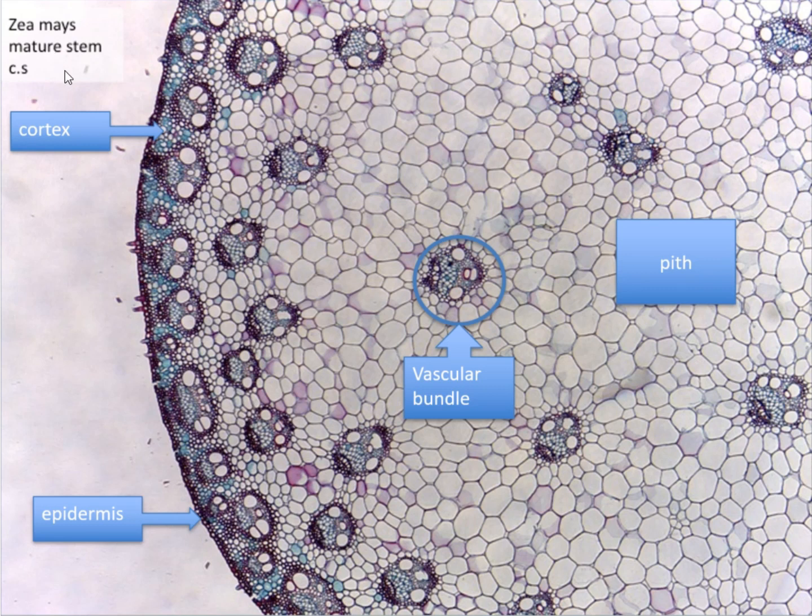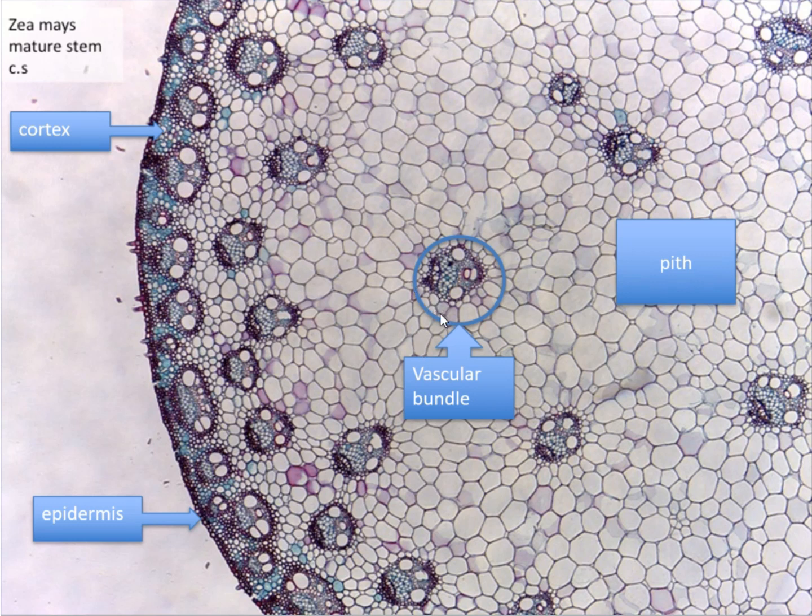So next we have a Zea mays mature stem. This is actually corn. And this is again a cross section outlining the different regions. Again, we have our vascular bundle. We're going to zoom in on this in order to get some more details on what's going on there.